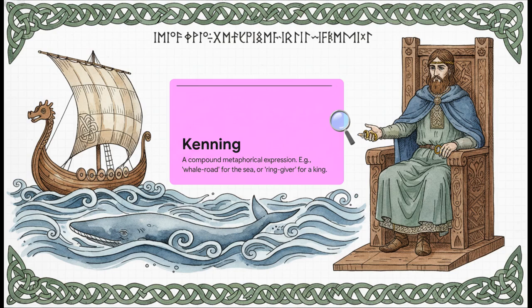And this is where their language gets really, really cool and creative. They used something called a kenning, which is basically a 2-word poetic metaphor. So instead of just saying the sea, they'd call it the whale road. A king wasn't just a king, no, he was a ring giver. It's a bit like how we might call a TV an idiot box, right? It's a super clever way to make the language more vivid.